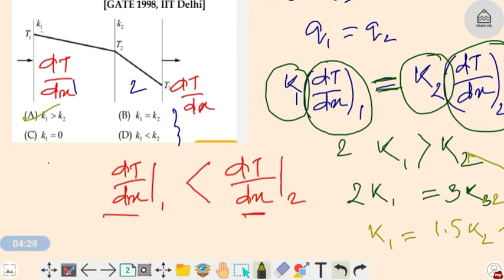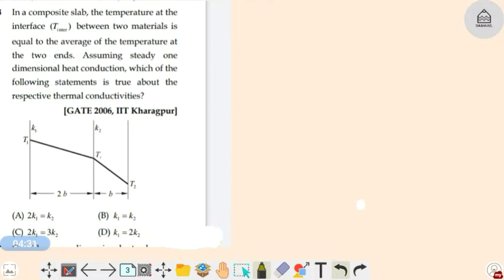Now let's go to the second question. A similar question. In a composite slab, the temperature at the interface between two materials is equal to the average of the temperature of the two ends. Assuming steady one-dimensional heat conduction, which of the following statements is true about the respective conductivities?